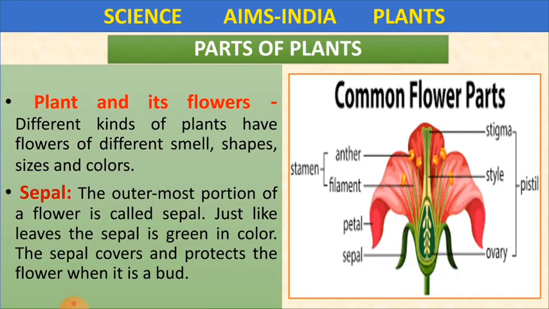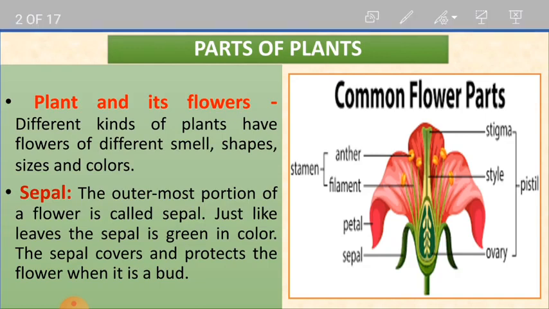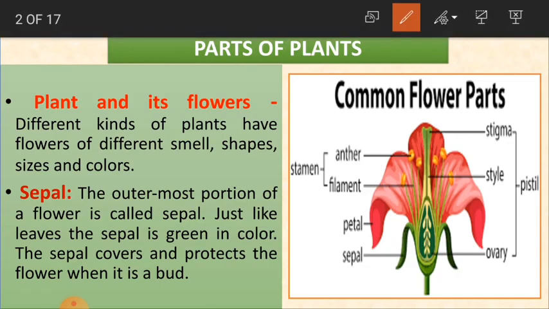And if you see here, we are having a diagram of a plant. Okay, so let us just know what parts the flower has here. The first one is sepal. What is this? Sepal. The outermost portion of a flower is called sepal. So what is sepal? The outermost portion of the flower.